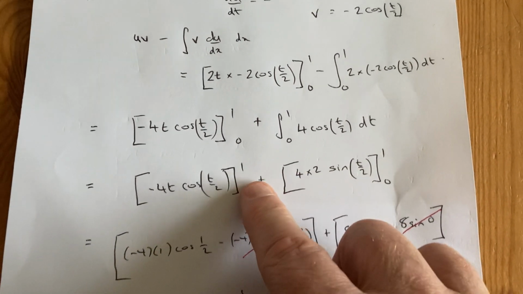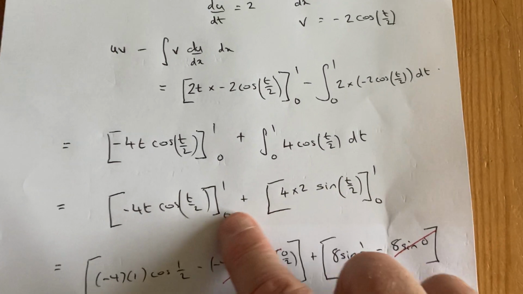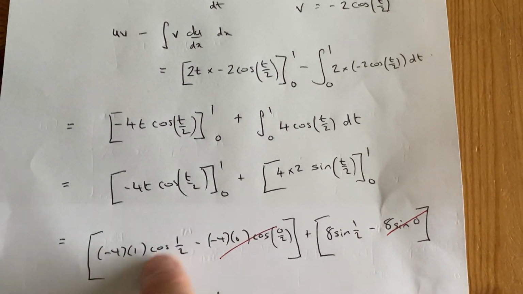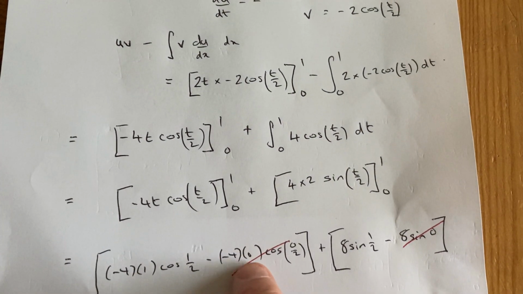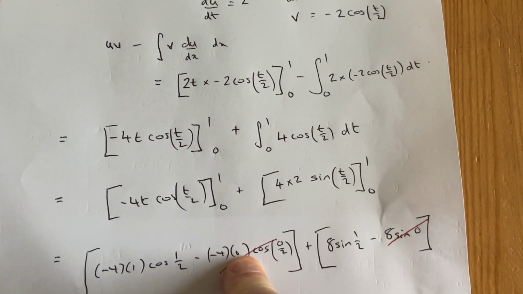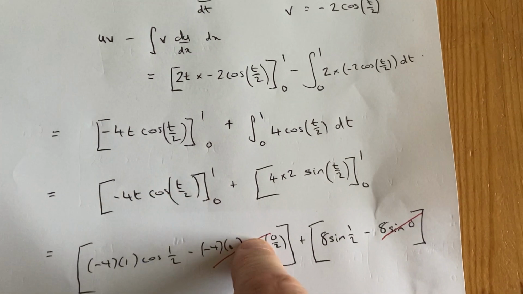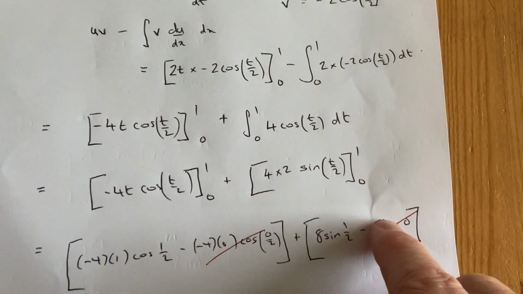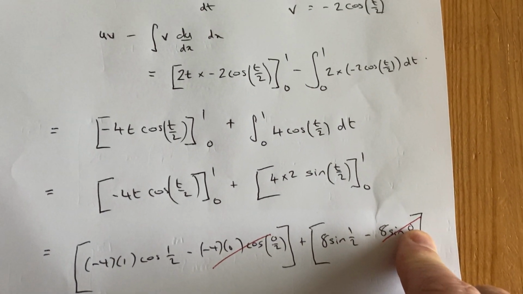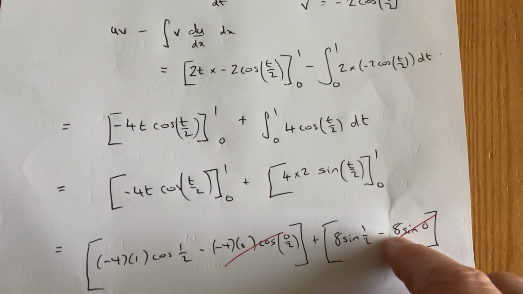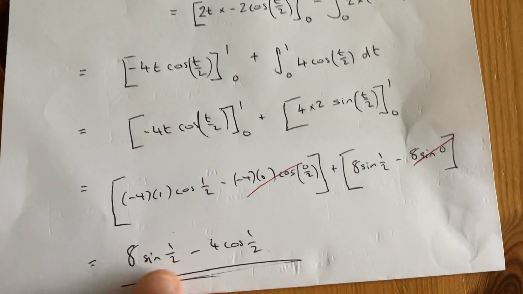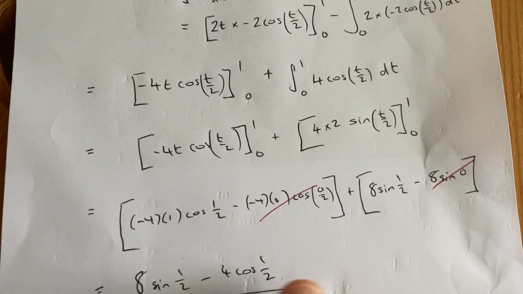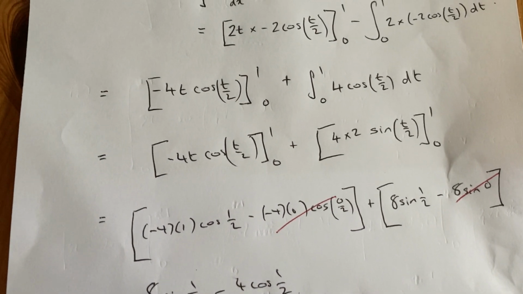Okay, subbing in the values 1 and 0 into both of them then. On the left-hand side, 1 and 0. On the right-hand side, 1 and 0. This would have a 0 in the timesing out because it's got a t in it, so that can be crossed out. This sin of 0 would also be 0 because sin of 0 is 0, and you're left with the 8 sine a half and the minus 4 cos a half, as per the question.